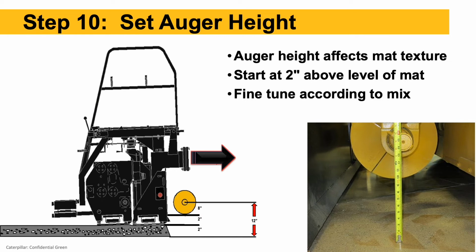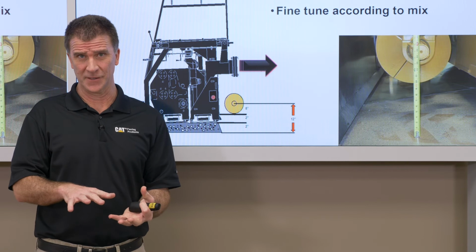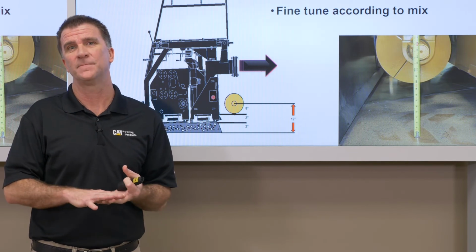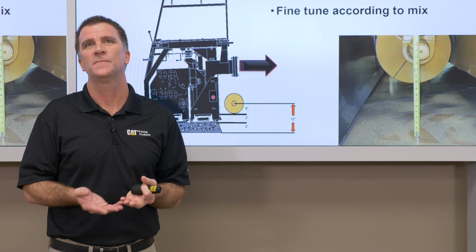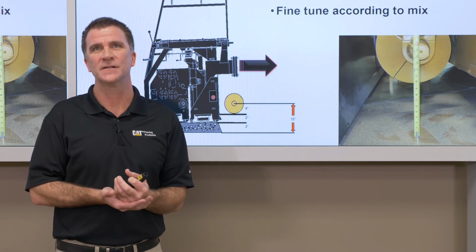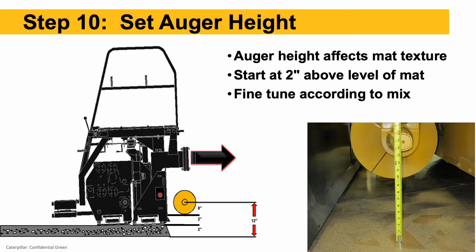Step 10, set our auger height. So auger height will affect, as we mentioned earlier, the head of material that we're carrying. It's also going to have a big effect on our mat texture. So what our mat looks like, if it's an open textured mat, if it looks nice and tight. So where we want to start with that auger height is the bottom of the auger flights about 2 inches above the level of the mat that we're paving. So if you look at the picture shown here, the very bottom of that auger is 2 inches above the thickness of the mat that's coming out behind the screed there.